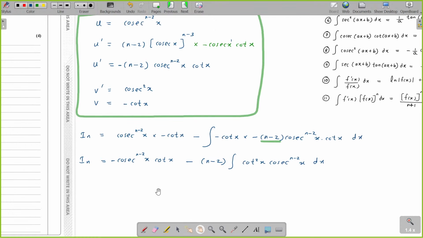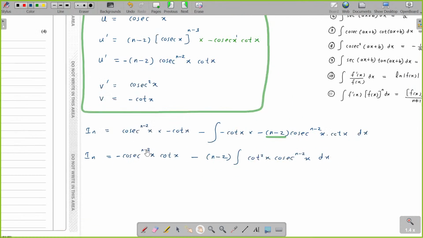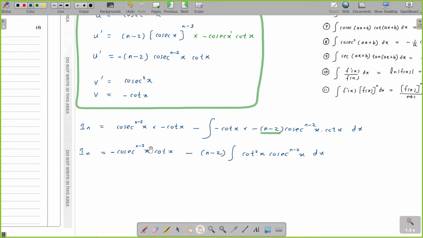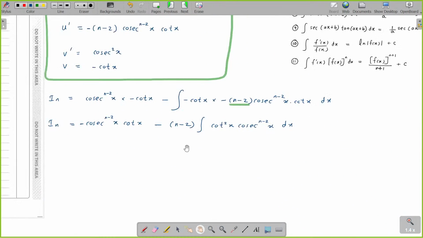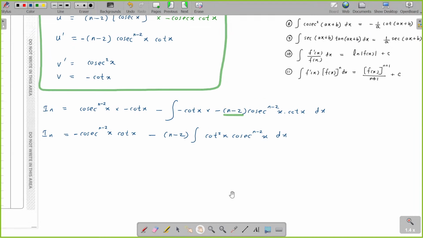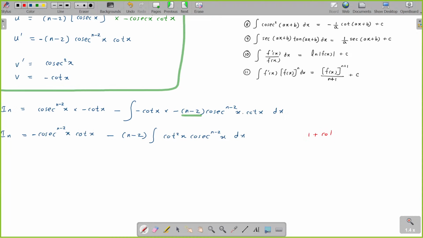How do I try to go for the show that now? Do we go for integration by parts again? How do we go for the show that? I want to get this I n minus 2. How do we do this? Yes, what identity are we going to use? We can go for the identity that involves cot square and cosec square. So how does that identity work? 1 plus cot square x equals cosec square x. So I can rewrite this cot square x as cosec square x minus 1.